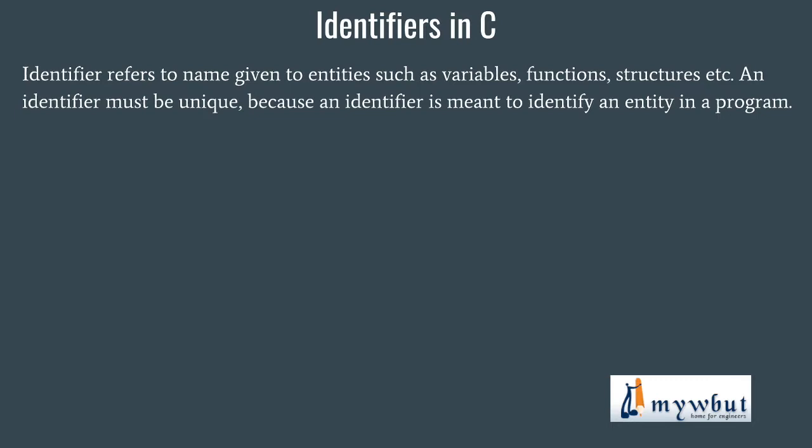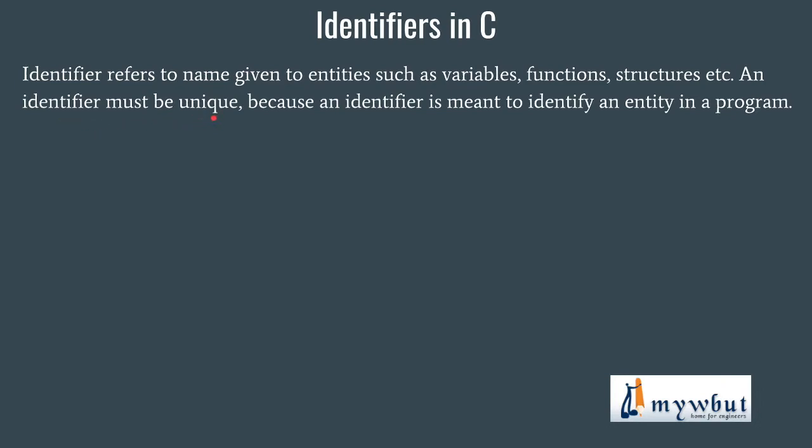But if you and your sibling have the same name at the same home, at the same address, that will cause a problem. So we have a similar instance in C programming also, that within a program or within a block of code, the name of the identifier must be unique. That means there should be only one identifier with a certain name or a certain variable name.